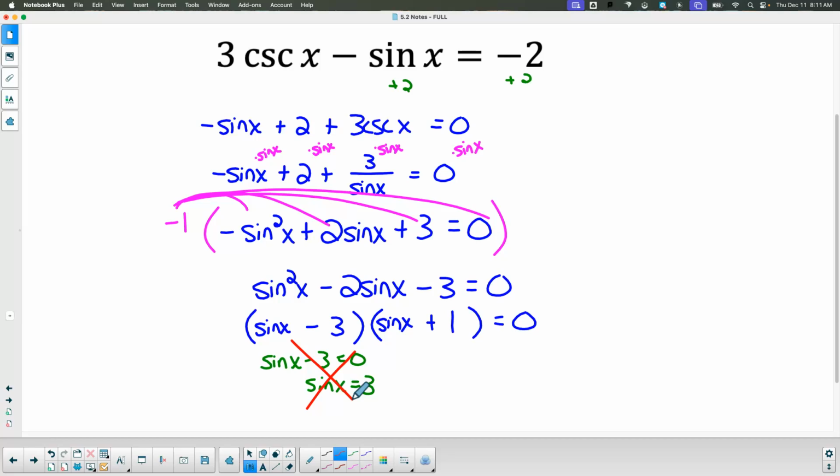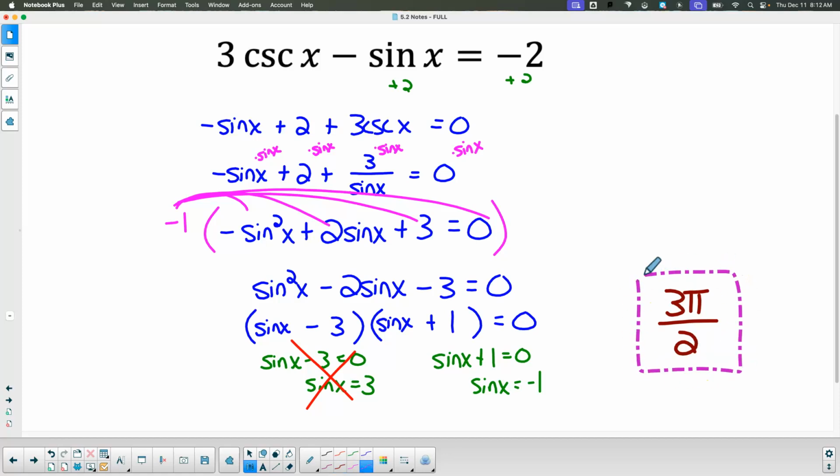Yes, Ethan? Can you do it without multiplying everything by negative 1? Yes. It's a little harder to factor, but yes, you can. Sine of x equals negative 1. Where is sine equal to negative 1? Just at 3 pi over 2. So we get that. Good?